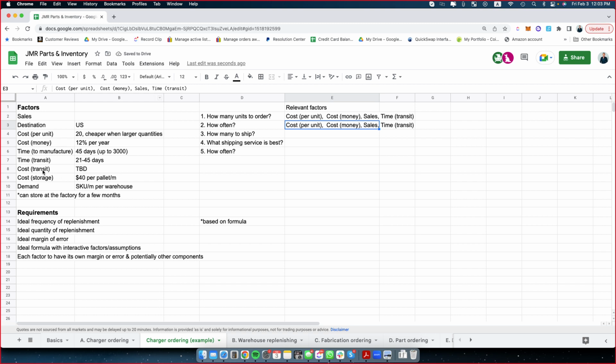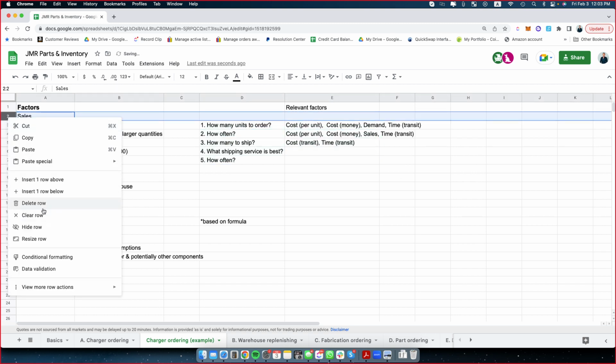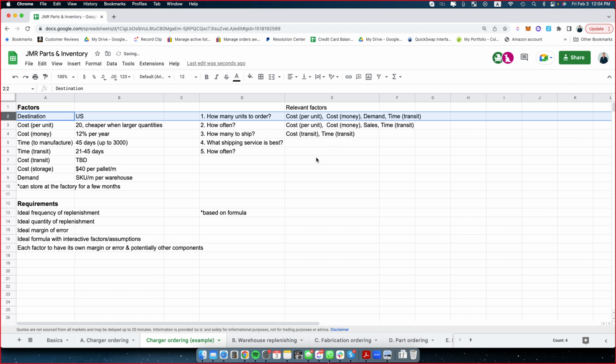Okay, how many to ship in here? It's when we worry about cost of transit, time of transit as well. Oh, sorry, we should not have this. We already had this covered, so I should have remembered that.